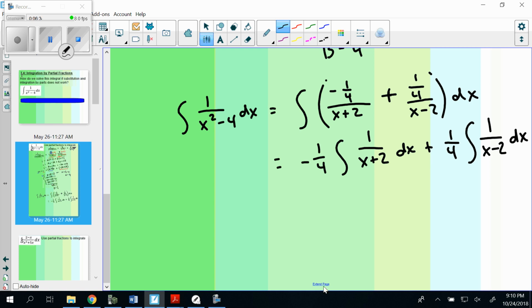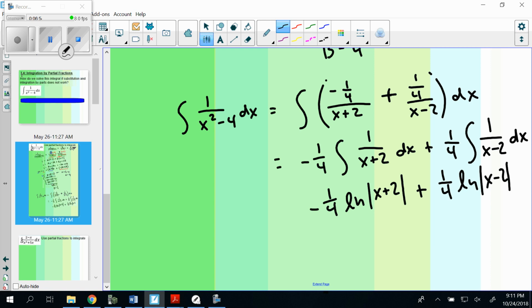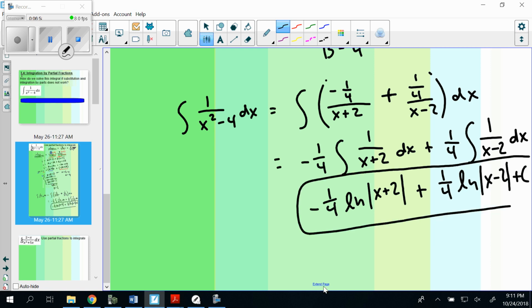The antiderivative of this one would be natural log of x plus 2, because it's 1 over x basically, with our constant. And then the other one, very similar, is going to be natural log of x minus 2. And now we've integrated that using partial fractions. That would be the answer to the problem.